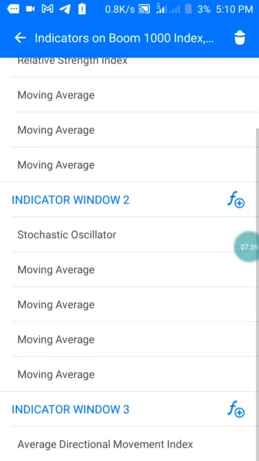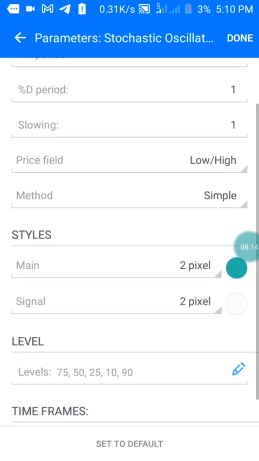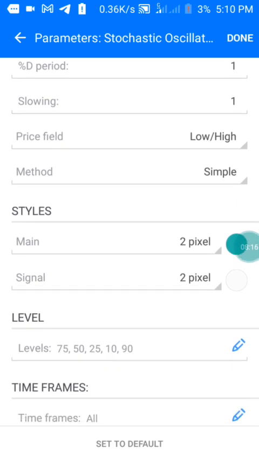Then you have to move to the second window. We have the oscillator there. The oscillator period is 1, the second period is also 1, and the slowing is 1. So we have the low high, we have the simple, then press on done. We have the levels also there: 75, 50, 25, 10, and 90. So with these settings, you have the same charts on your phone.